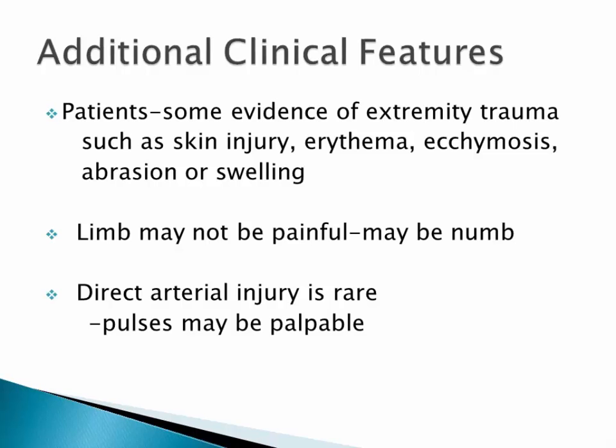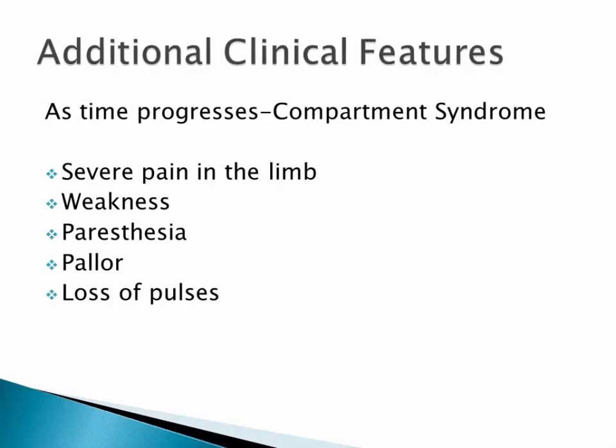Now, patients will also often have some evidence of extremity trauma, such as skin injury, erythema, ecchymoses, abrasion, or swelling. Again, somewhat vague, but these are things to be attuned to in a crush injury type process. The actual extremities may not be very painful, and may actually be more numb. It's interesting that direct arterial injury in crush injuries is rare, so pulses may be palpable in spite of significant crush injury to a limb. However, as mentioned, patients may have little or no signs of external injury initially. In fact, the majority of people with crush syndrome don't necessarily have serious skeletal injuries. They can, but the majority don't.